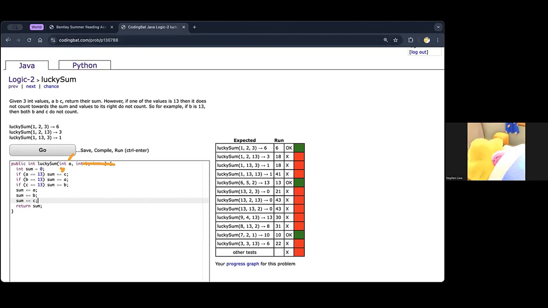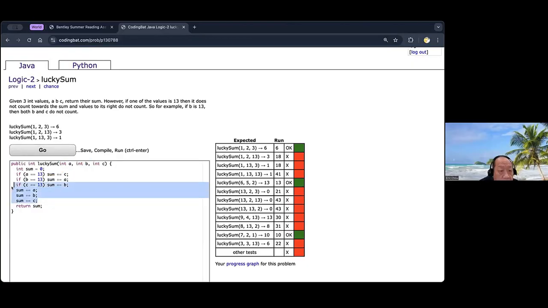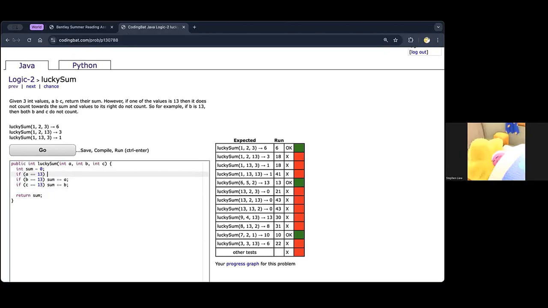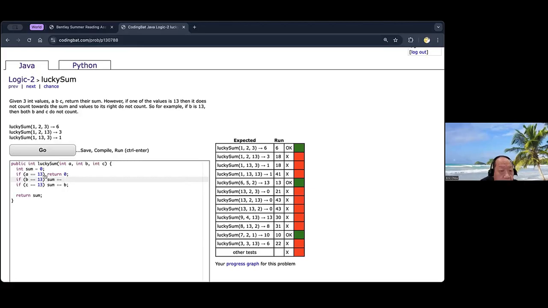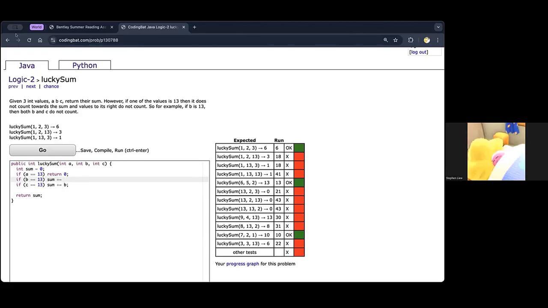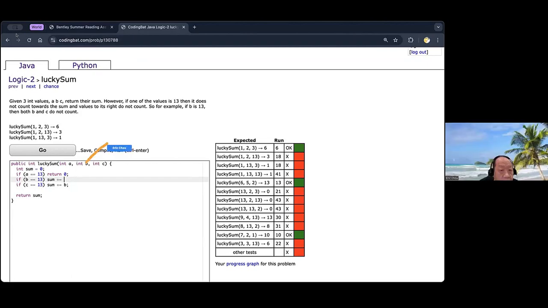So why do you actually plus equals C? Well, because I thought that was only the next value. You do everything, yeah. So if A equals 13, what should you do? Return 0. Yeah. And then if B equals 13, what should you do? Don't plus A, you just return A, you only have A.